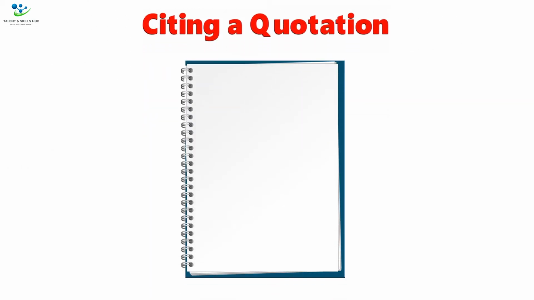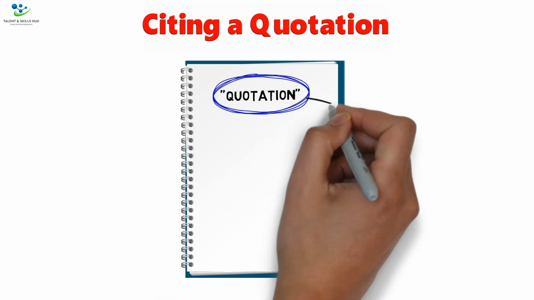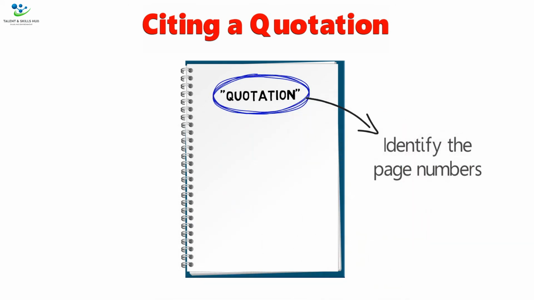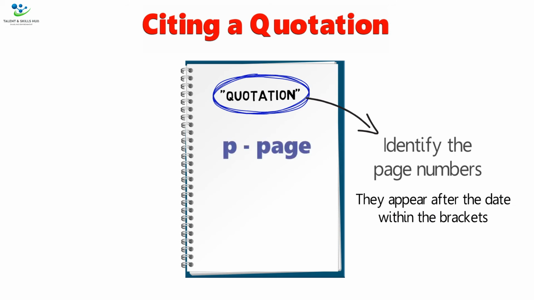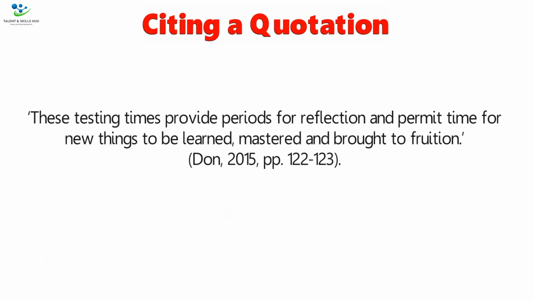If you record a particular quotation, then you also need to identify the page numbers. These appear after the date within the brackets. Use p. for page, and pp. for pages. Brief quotations should be set in single inverted commas. For example, 'these testing times provide periods for reflection, and permit time for new things to be learned, mastered, and brought to fruition.'